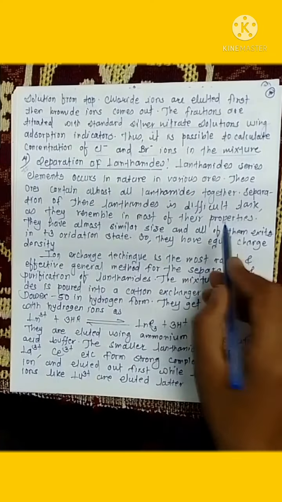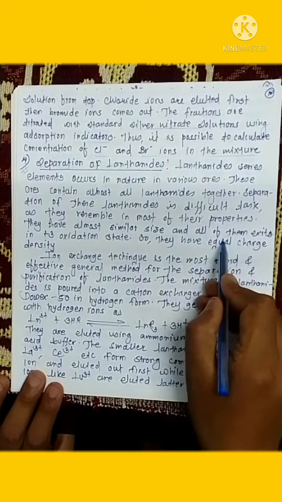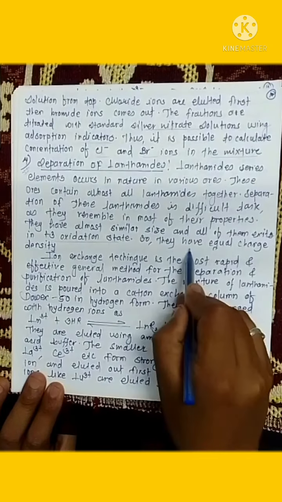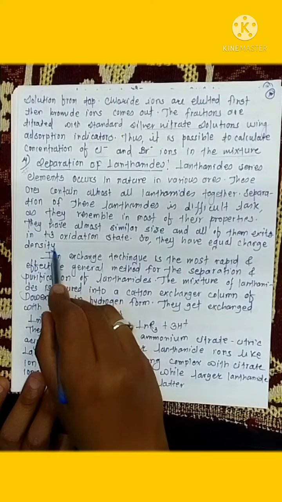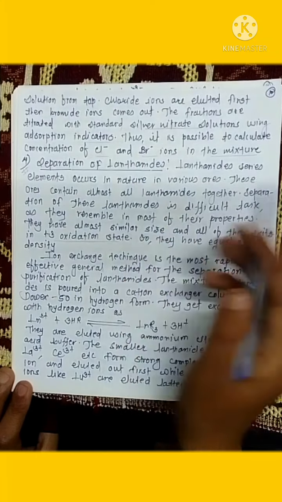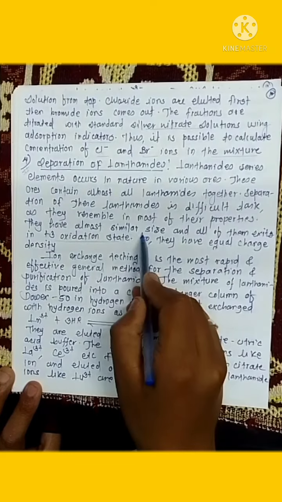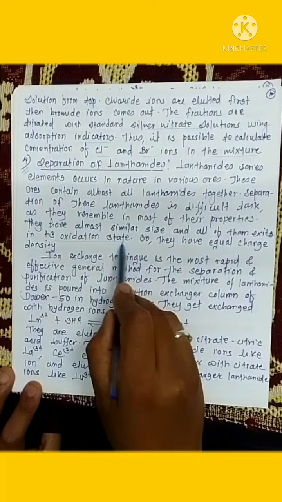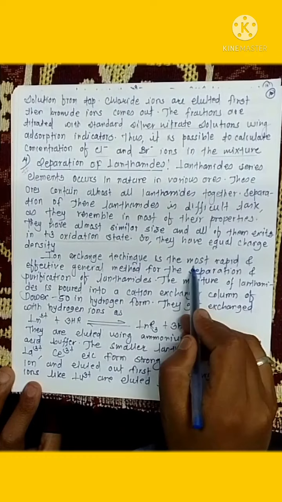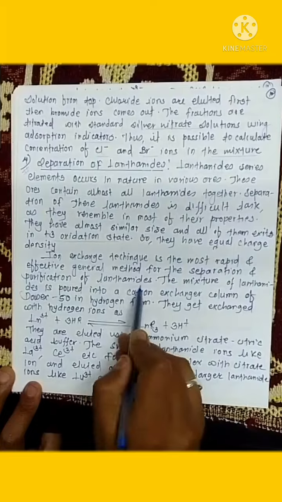As they resemble each other in most of their properties, they have almost similar size. All of them exist in +3 oxidation state, so they have equal charge density. So separation of lanthanides is very difficult, because all of them have similar size, the same 3+ oxidation state, and equal charge density also. The ion exchange technique is the most rapid and effective general method for the separation and purification of lanthanides.